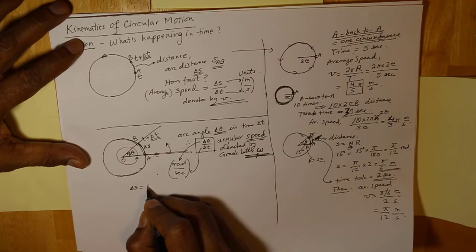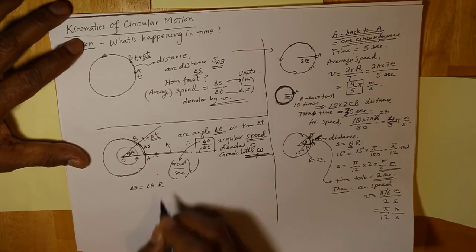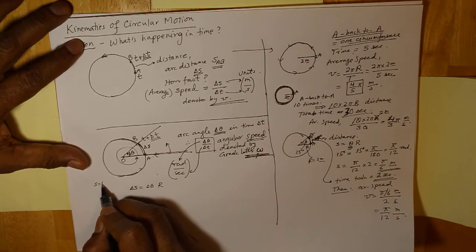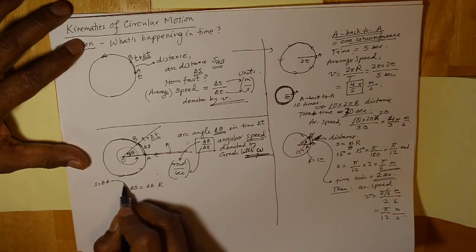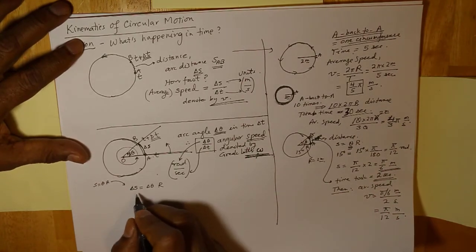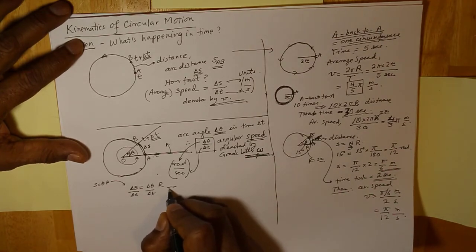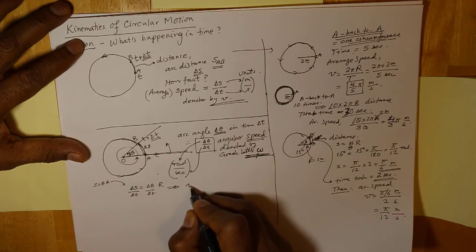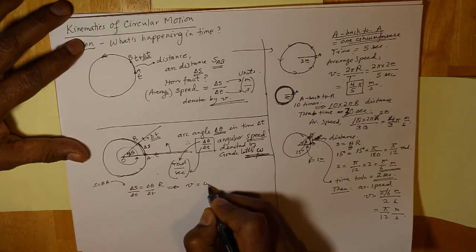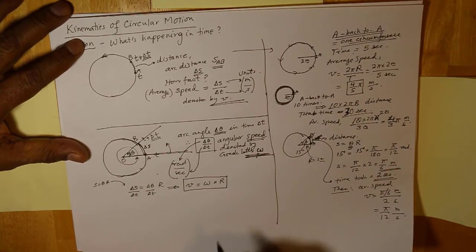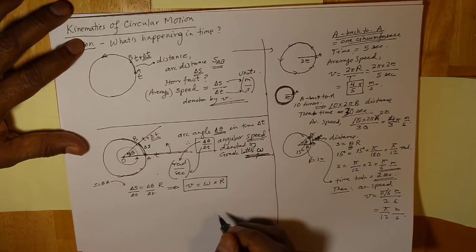Delta s is delta theta times r, since s equals theta r. If I divide both sides by delta t, the left side gives me v, and the right side is omega times r. This is a very important relation. We'll use it in the future.